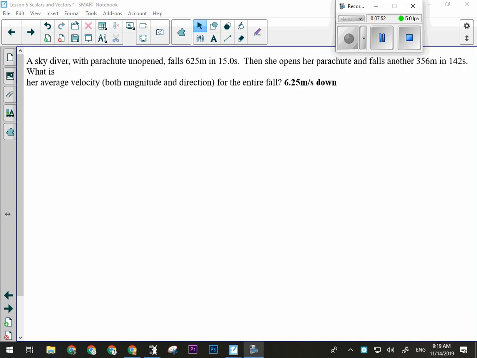Okay, so this is just like the bus question, right? It's a question that has two parts to it that have different velocities. So during part one, the person is in free fall. Now, in reality, when you're free falling, you're actually accelerating. You're not falling at a constant velocity until you reach terminal velocity, which is kind of what we're saying they're at here.